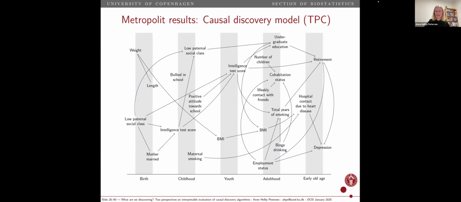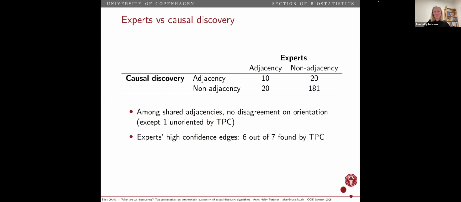And we can compare them in many different ways, look a little bit back and forth, and they're not equal, but they're not that different. So we might want to summarize that information. One thing we can do is to look at this adjacency confusion matrix, where we look at what the experts put in and what the causal discovery algorithm put in.